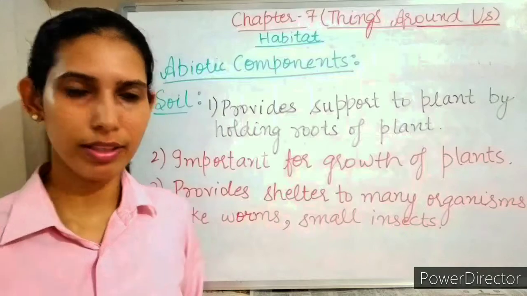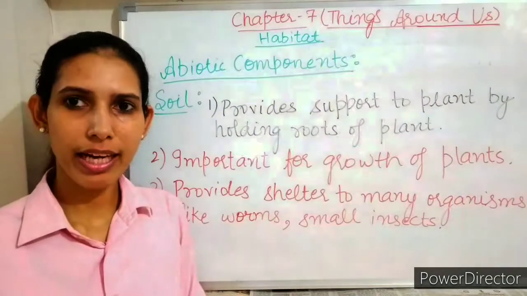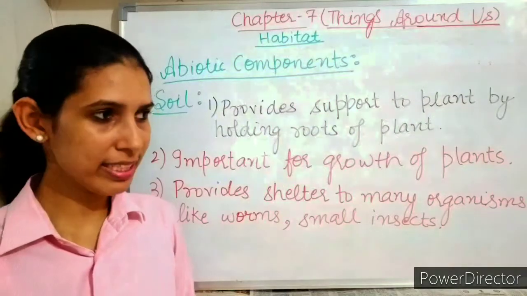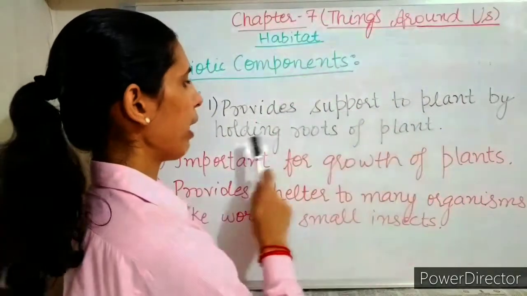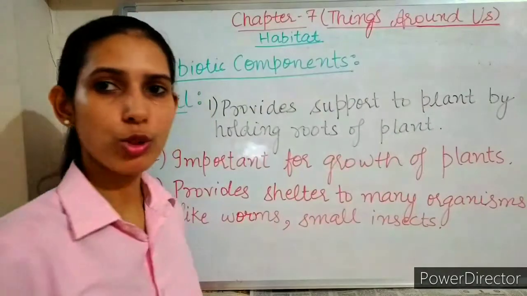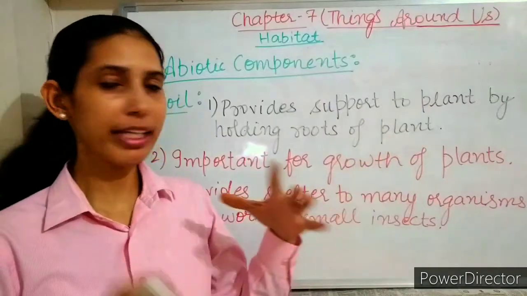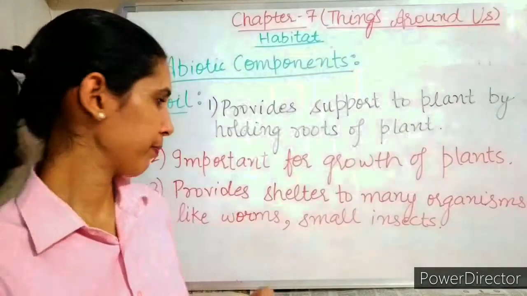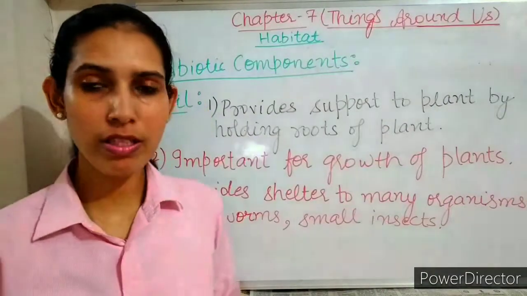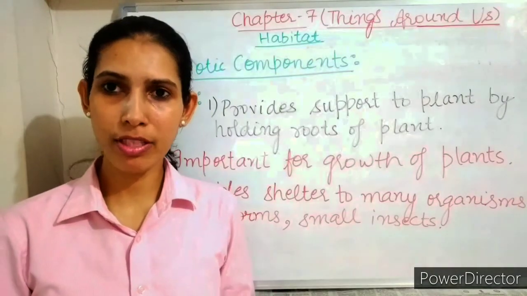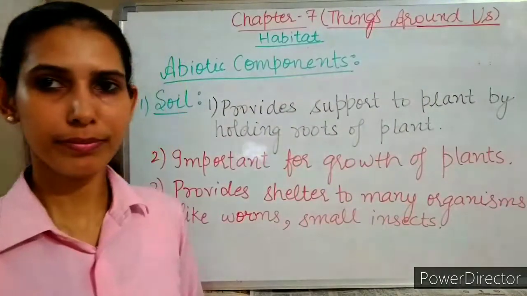Soil is very important for the plants and living organisms also. Let's see how. Soil provides support to the plant by holding the roots of the plant. Soil is important for the growth of the plants because plants get water and minerals from soil, which are very important for the growth of the plants.